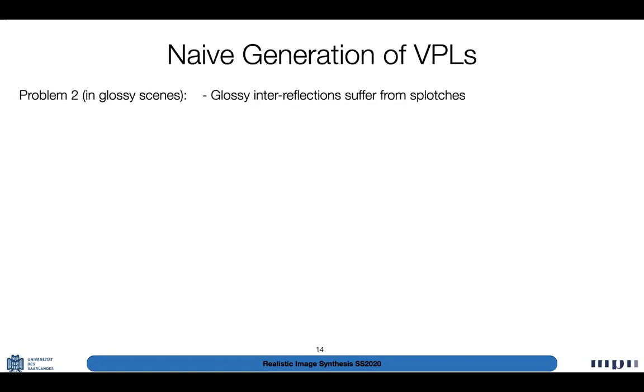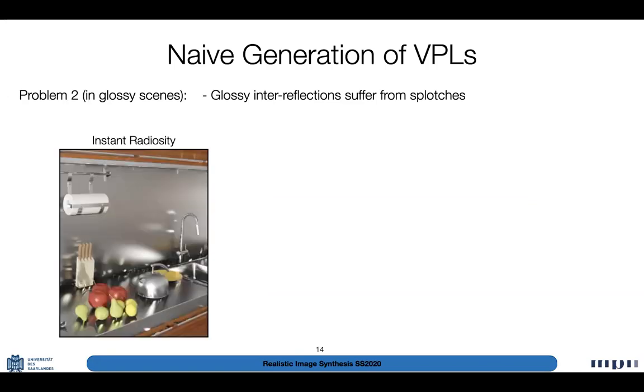Okay, now another problem with VPLs is that the glossy interreflections are not handled properly. So in this scene, you could see some splotches near the teapot. If you could see my mouse cursor, or just look around the teapot, which is touching the surface of the kitchen here, you could see the splotches there.